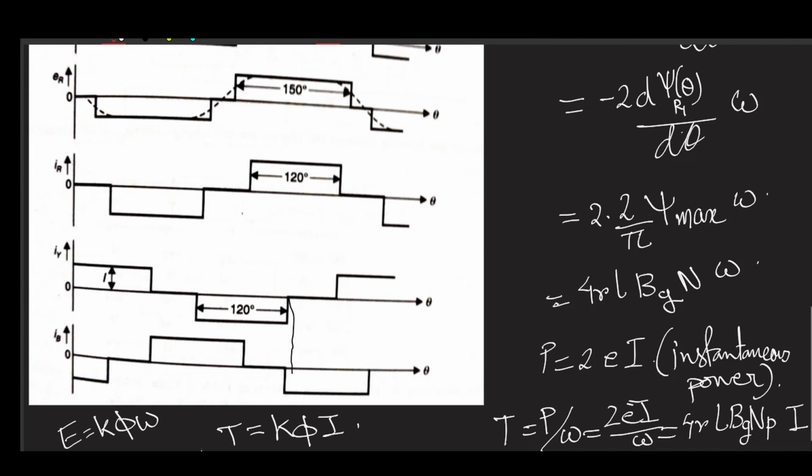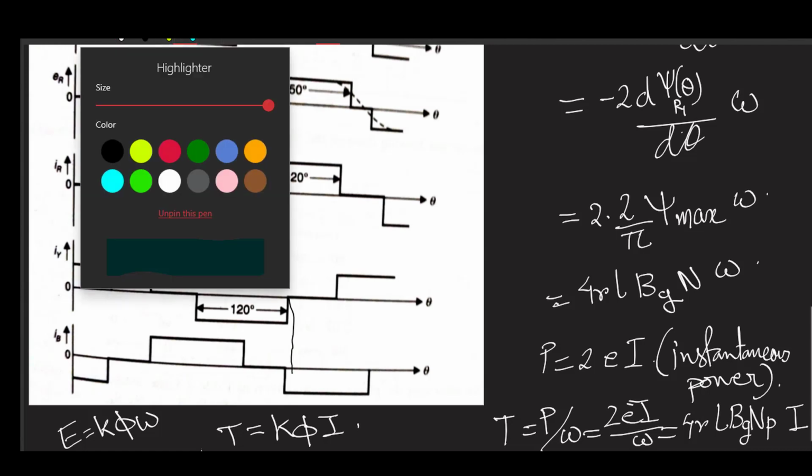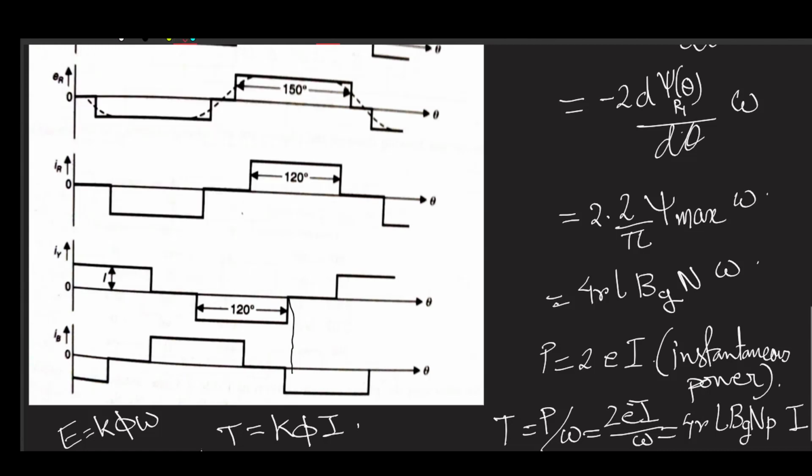What is your phi? Phi is your this one, BG, RLBG. This is your phi, right?